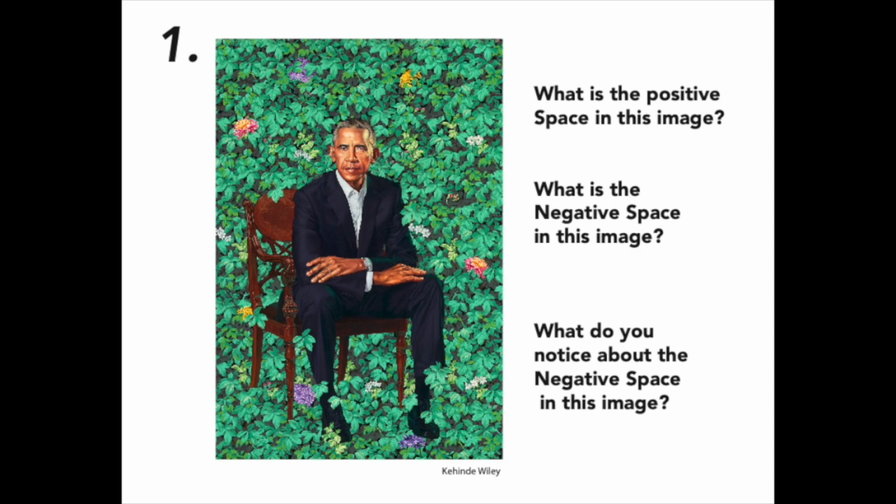As you look at this image, notice that the negative space, which you may have identified as the floral and leaf pattern in the background, overlaps some of the positive space, being Obama sitting in the chair in the center of the image. The negative space overlaps the positive space. That's quite interesting. Let's look at another example.